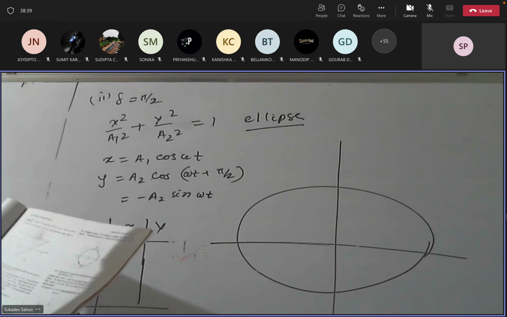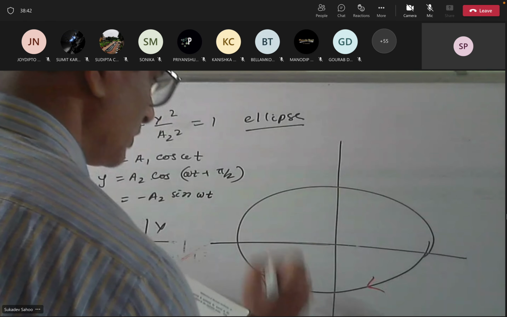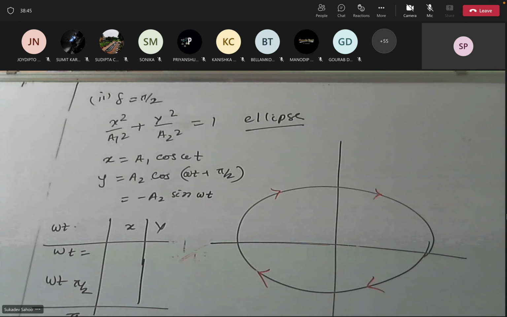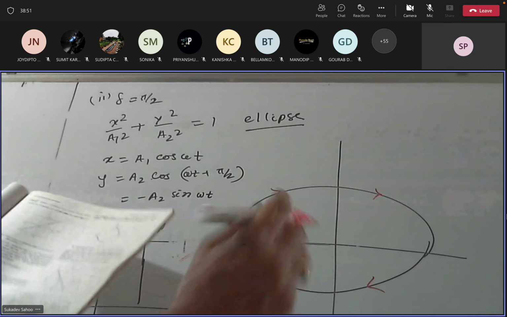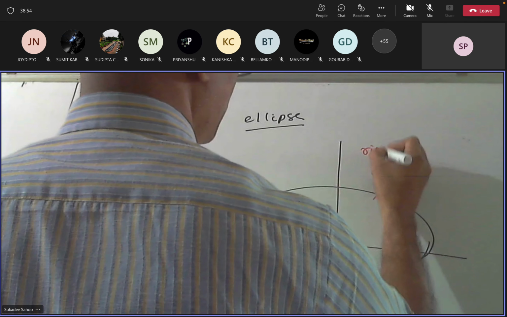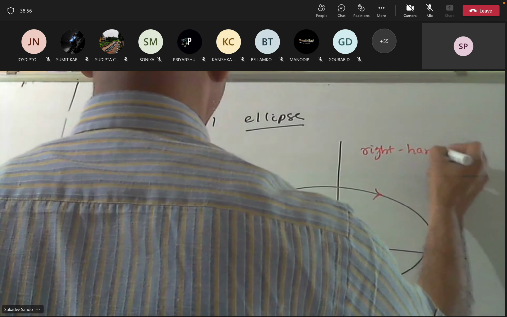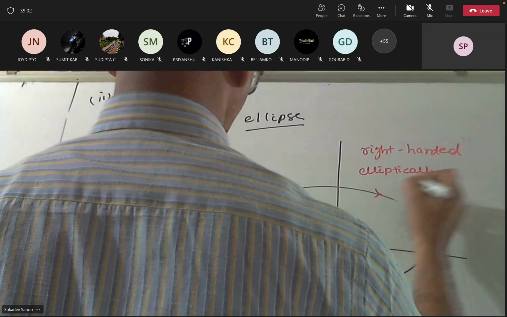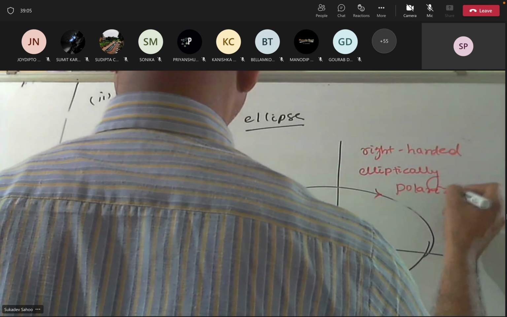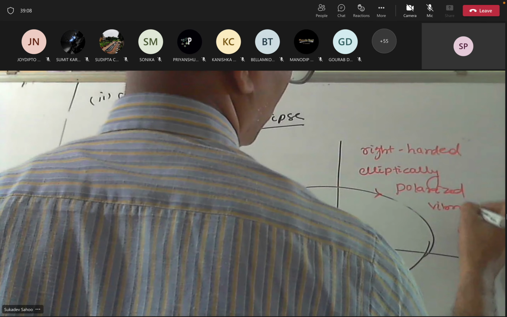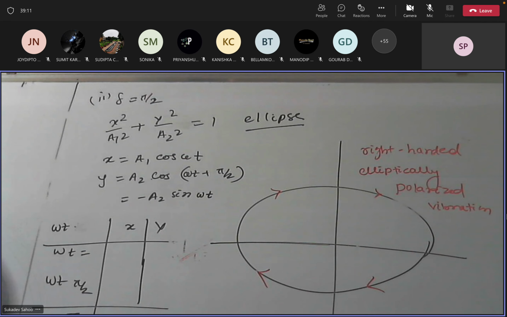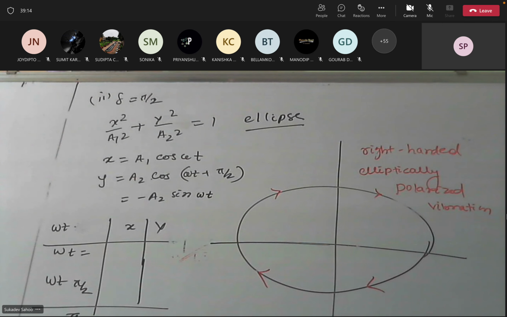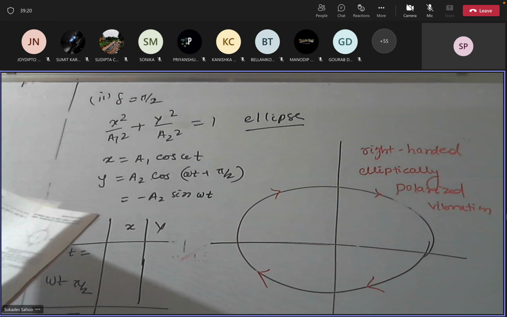And the direction like this. So in optics, this is known as right-handed elliptically polarized vibration. This type of motion is known as right-handed elliptically polarized vibration.